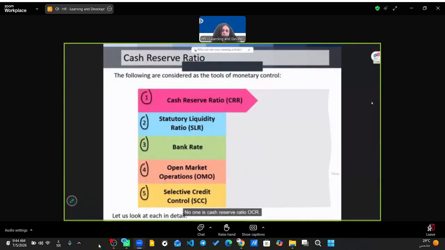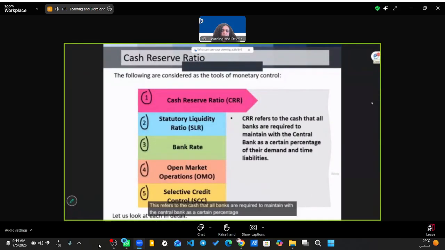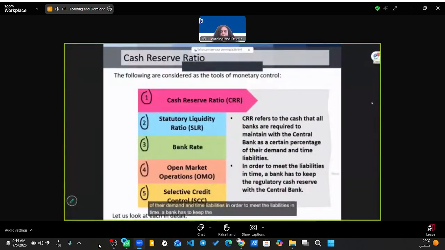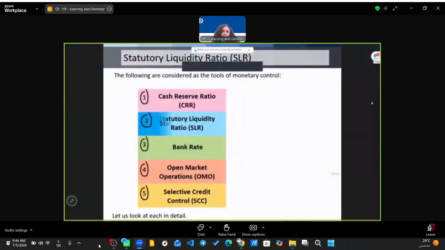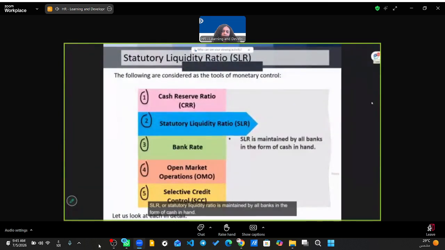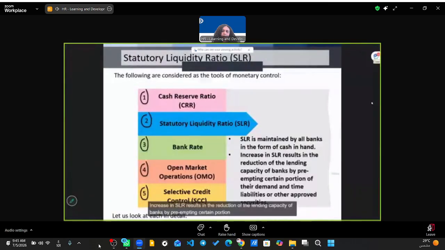Number 1 is cash reserve ratio or CRR. This refers to the cash that all banks are required to maintain with the central bank as a certain percentage of their demand and time liabilities. In order to meet the liabilities in time, a bank has to keep the regulatory cash reserve with the central bank. SLR or statutory liquidity ratio is maintained by all banks in the form of cash in hand. An increase in SLR results in the reduction of the lending capacity of banks by preempting a certain portion of their demand and time liabilities or other approved securities.